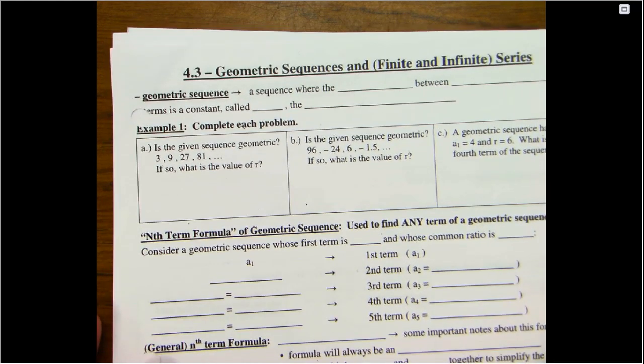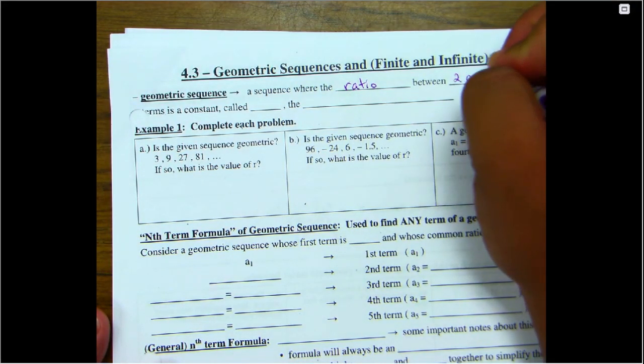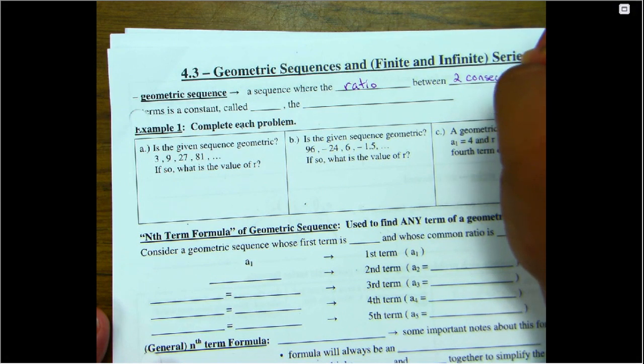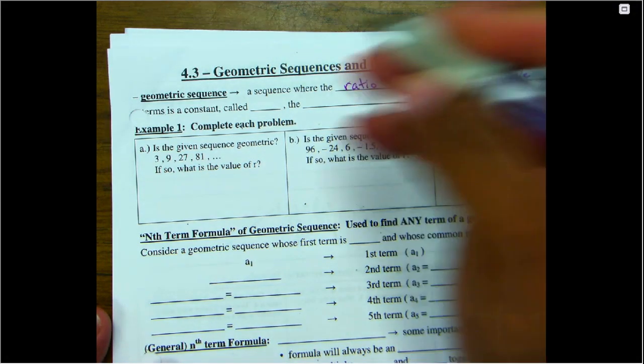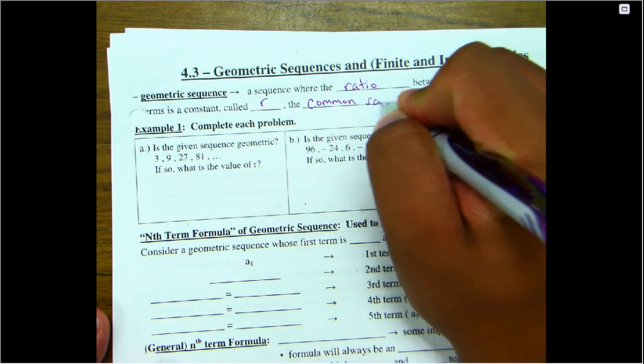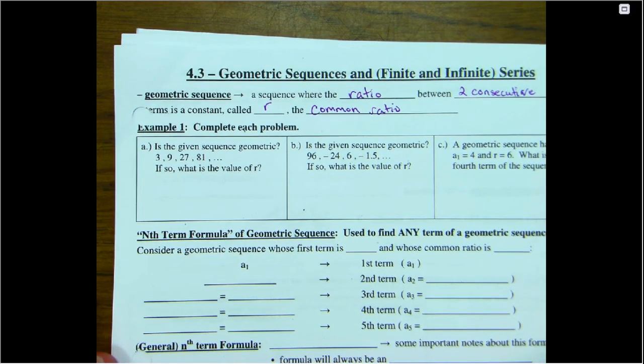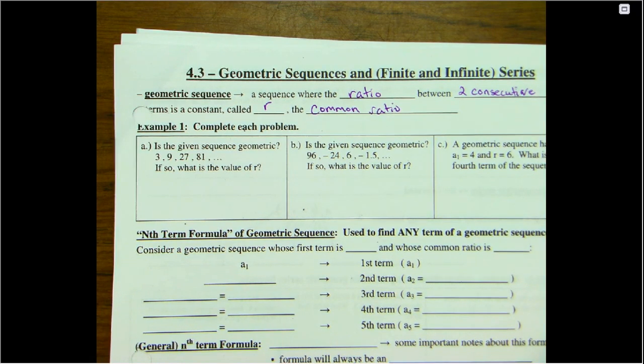value. So, a sequence where the ratio between two consecutive terms is called R, the common ratio. So basically, if I'm multiplying by the same value, that tells me it's geometric. If I'm not multiplying by the same value, it's not geometric. Arithmetic, add and subtract; geometric, multiply.